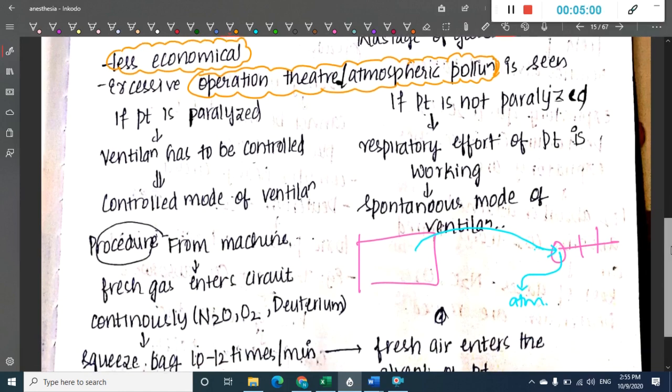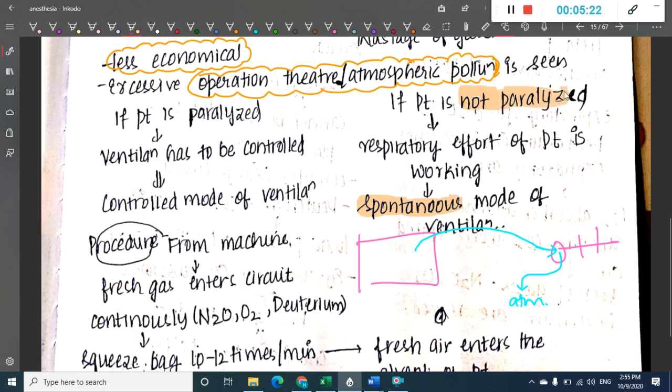So this is one thing. Then, if you see the controlled mode of ventilation and the spontaneous mode of ventilation, both can be used in this semi-closed circuit. You can use either controlled or spontaneous mode of ventilation. If you have to use the spontaneous mode of ventilation, then the patient is not paralyzed.